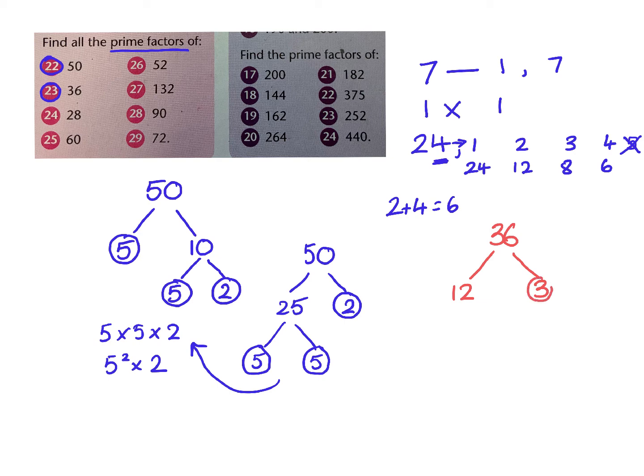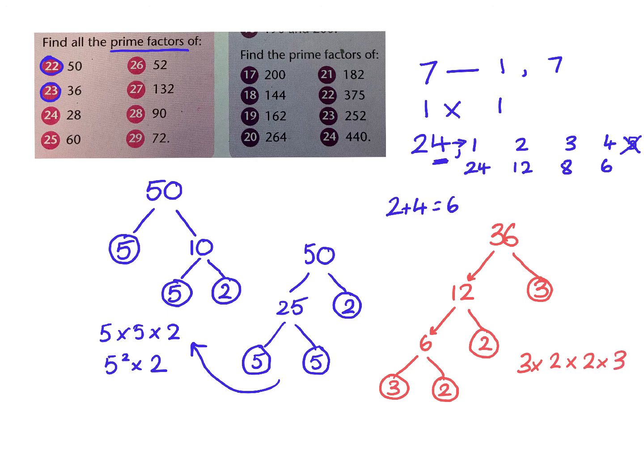3 is prime, so I'm going to stop at 3. I'm now going to work on this branch here because 12 is a composite number. 12 is 6 and 2. 2 is a prime number, so I'm going to stop here on this branch and I'm going to work on this branch because 6 is a composite number and 6 is 3 multiplied by 2. So I'm going to stop there and I'm going to say 36 is the same as 3 times 2 times 2 times 3.